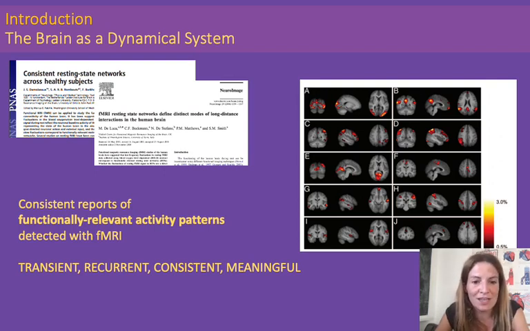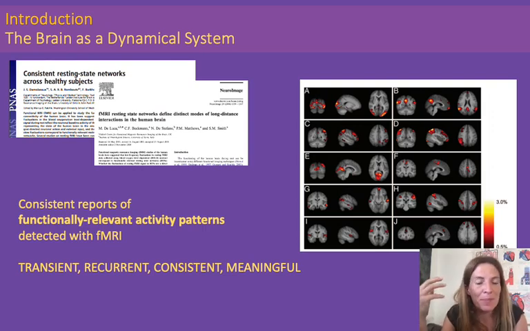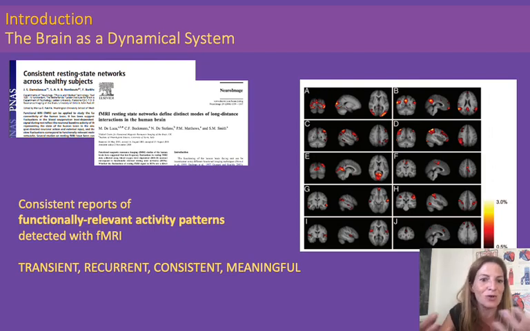So indeed, over the last decades, there have been consistent reports of functionally relevant activity patterns that are detected with fMRI, with functional magnetic resonance imaging. So there are patterns of activity that appear during rest, but they are also constantly recruited during specific tasks, so they have a functional relevance, and they appear recurrently, transiently, consistently across scans, and we still don't have an intuition where they come from. What could they be? Expressions of attractor points in the brain?